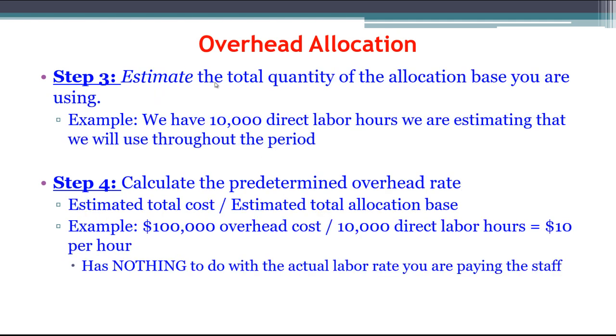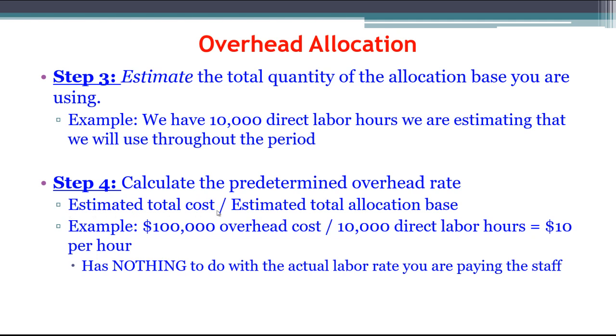So step three is that we have to estimate, again, keyword estimate, the total quantity of, in this case, the direct labor hours that we plan to use. It's an estimate. It's done up front. We don't really know for sure how many hours we're going to use. But let's say we believe we're going to use 10,000 direct labor hours that year. So that's our estimate.